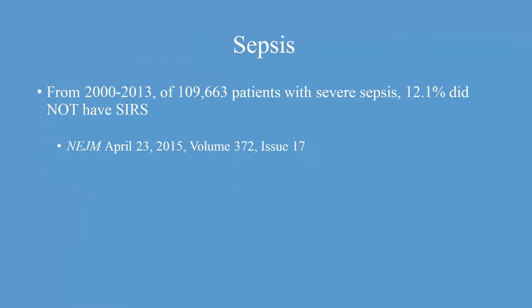But there are some problems with this definition. This was a large chart review looking at patients who had sepsis, over 100,000 of them in a 14-year period, and over 12% of them did not have a systemic inflammatory response. So already, 1 out of 8 septic patients don't fit the definition.